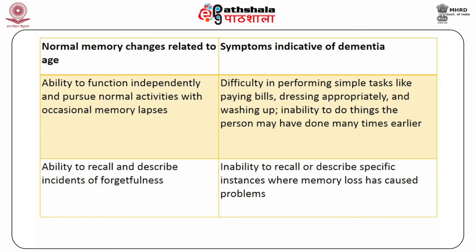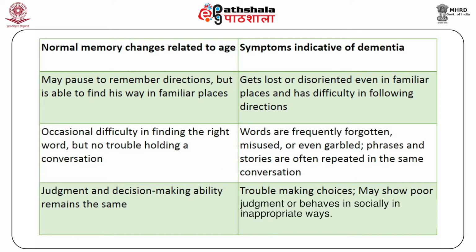Another difference could be that in normal aging process, the individual is able to recall and describe incidents of forgetfulness. However, in dementia, the individual is unable to recall or describe specific instances where memory loss is caused. Other changes in normal memory problems are that the individual may pause to remember directions but doesn't get lost in familiar places. However, in dementia, the individual gets lost or disoriented even in familiar places and has difficulty following directions.